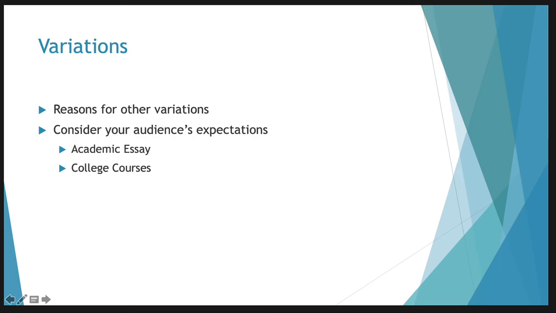So you want to consider your audience's expectations. And usually in college classes, the expectation is this very traditional way of starting off, where your thesis is going to come first. If you're going to vary from that, you can, but you have to be aware that everything else has to be even stronger to get your reader through the essay. So let's take a look at an example.